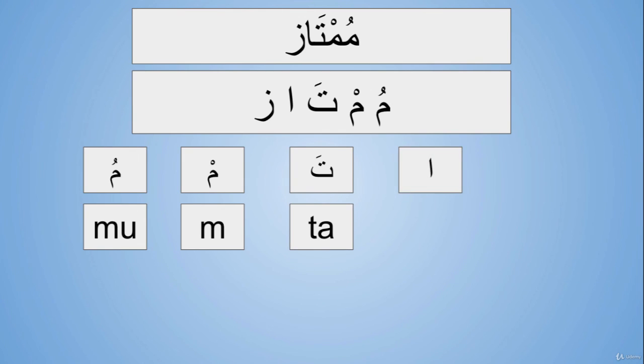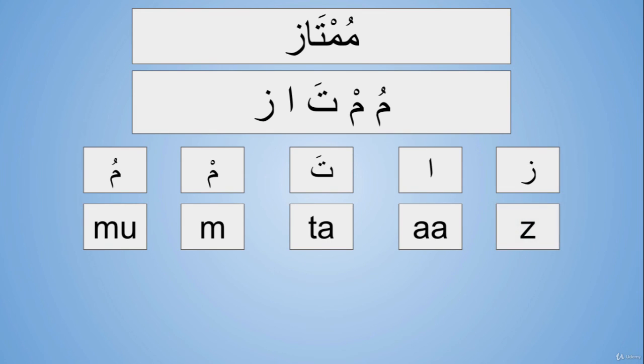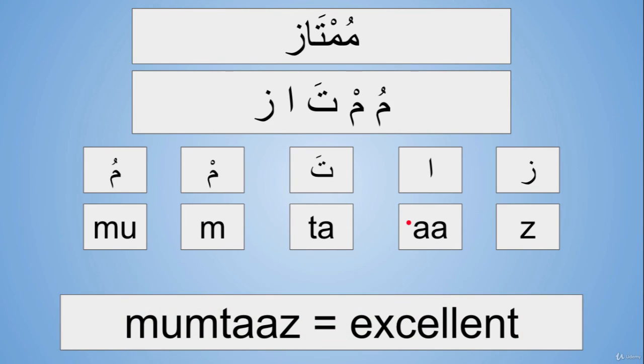And then we have the letter alif in the middle, so it sounds as a. And the final letter is zay, so it sounds as z. Now let's put it all together. Mumtaz, which means excellent in Arabic. And this is excellent. You've done excellent work in this course.